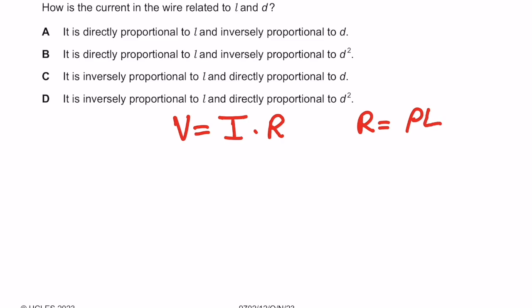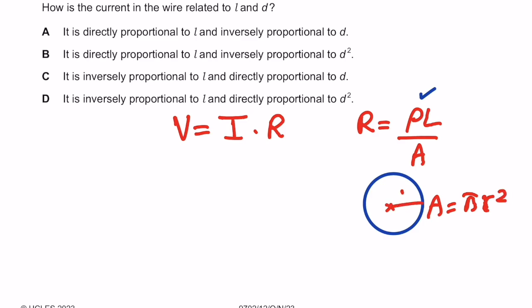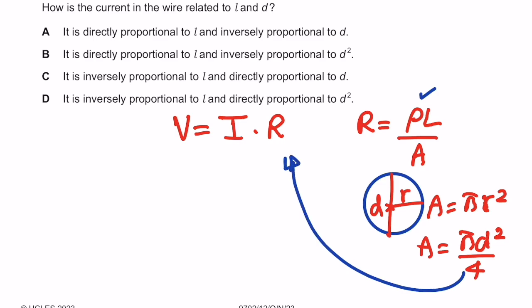is rho L over A. The cross-sectional area of a wire is a circle, so area is pi r squared, where r stands for the radius. Or if you think about diameter, the same equation can be changed to pi d squared over 4. Now I am going to use this in the equation: V equals I times rho L over pi d squared over 4.